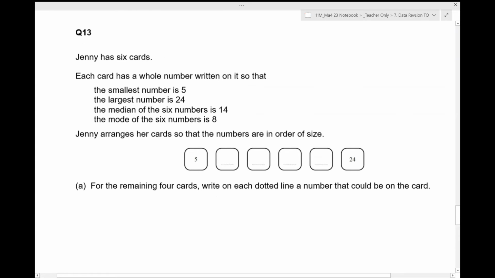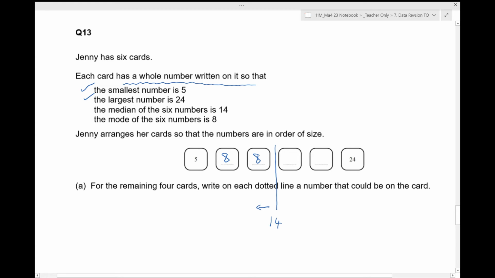Right, number 13. Jenny has 6 cards. Each card has a whole number written on it. The smallest number is 5, there it is, on the left, and the largest number is 24, okay? The median of the 6 numbers is 14, right, so in between there is going to be 14. The mode of the 6 numbers is 8. Well, if there are going to be any 8s, they have to be to the left of the 14, don't they? And there has to be more than one of them, because the mode is 8, so that must be 2 8s there.